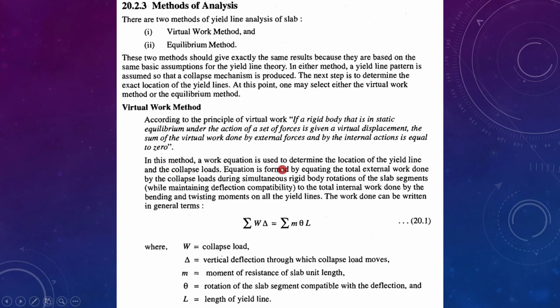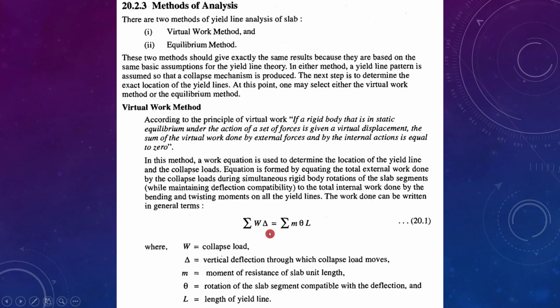In this method, a work equation is used to determine the location of the yield lines and collapse loads. The equation is found by equating the total external work done by the collapse loads during simultaneous rigid body rotations of the slab segments, while maintaining the deflection compatibility, to the internal work done by the bending and twisting moments on all the yield lines. The work done can be written in terms.